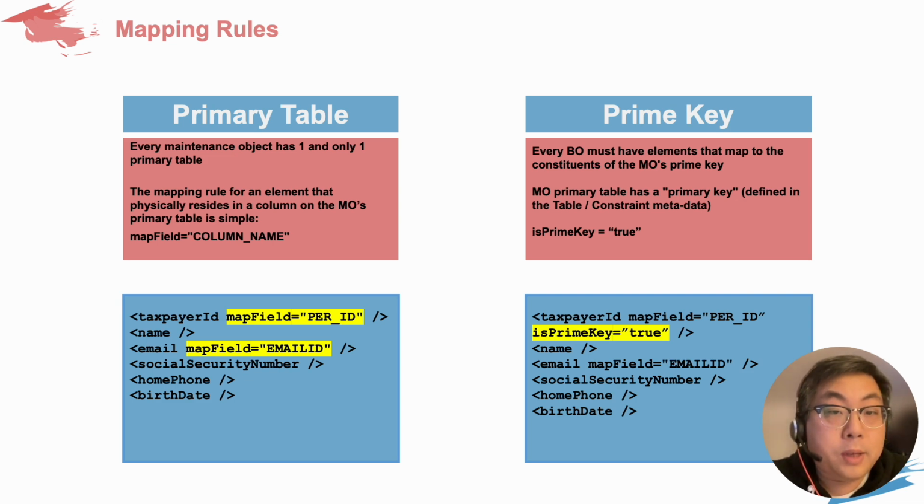And then for each BO, it must also have elements mapped to the primary key field on the primary table of MO, and that's using the is prime key equal to true in the attribute. So over here you can see the taxpayer ID is mapped to the prime key, which means the per ID is the prime key of the per table, CI per table.